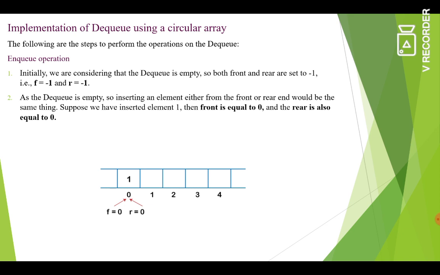For example, we have inserted the element 1. After the insertion, the front should be incremented. It is equal to 0 and the rear is also equal to 0. Both front and rear end point to the same element because we have inserted the element in the empty DQ.